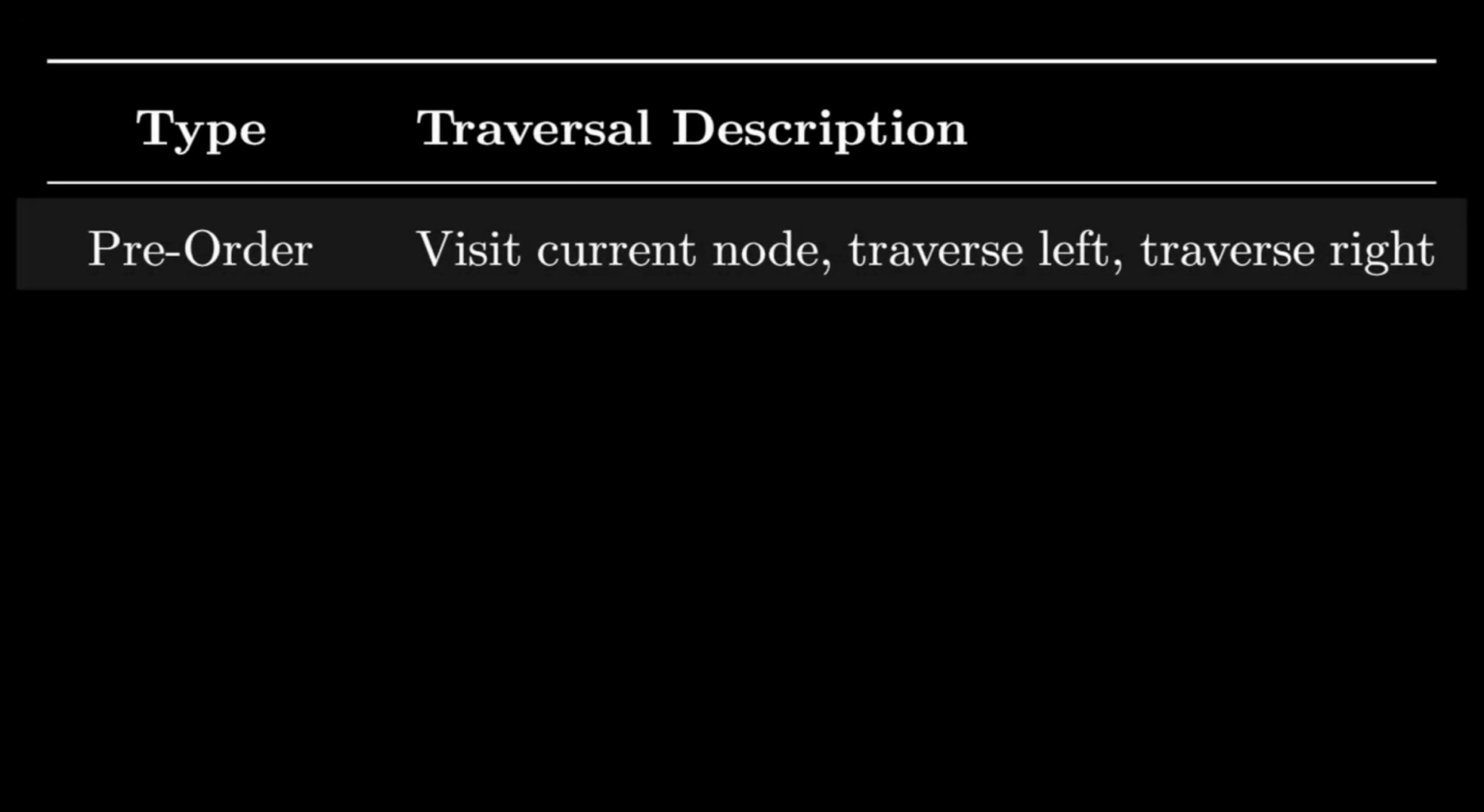There are also different ways to move through a binary tree called traversals, which help us visit or process each node in a specific order. The pre-order traversal visits the current node first, then it recursively traverses the left subtree of that node, and then it recursively traverses the right subtree of that node.